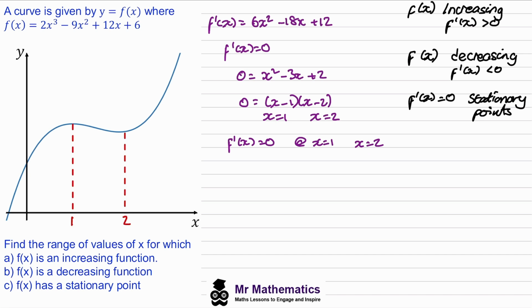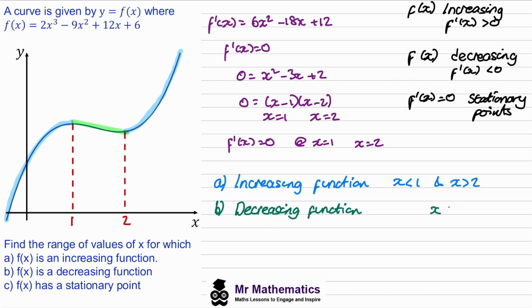So for part A, when f of x is an increasing function, as we travel to the right with x, this will be this part of the curve, and when x is greater than 2. So for part A, this is an increasing function when x is less than 1 and x is greater than 2. For part B, when f of x is a decreasing function, this will be on this part of the curve as we travel from 1 to 2. So we'll say that x must be less than 2, but greater than 1. So we know the stationary points then must be at x equals 1 and x equals 2.